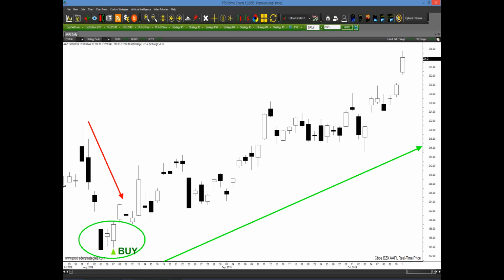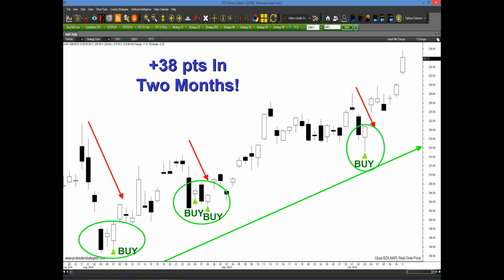As an example here, with this first initial sell-off, this particular strategy and method would have generated a buy signal. And then in this second sell-off, it would have generated two buy signals. And then lastly, in this sell-off, it would have generated another buy signal. So had you taken the very first setup, you could have potentially captured 38 points in 2 months. So where it looked as if you were buying low and selling high, you were actually buying low within an overall uptrend.